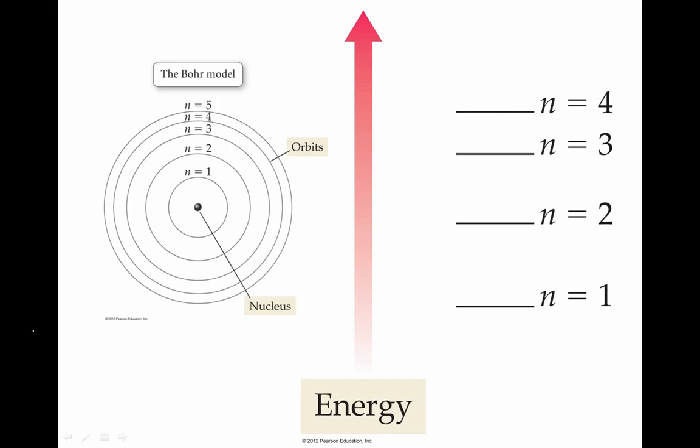So first off, before we go further, look at how I have them labeled. N equals 1, N equals 2, 3, 4, 5. As you get further away from the nucleus, that N number gets higher. Additionally, as you get further away from the nucleus, the electron is going to have a whole lot more energy. Now why, you might say?